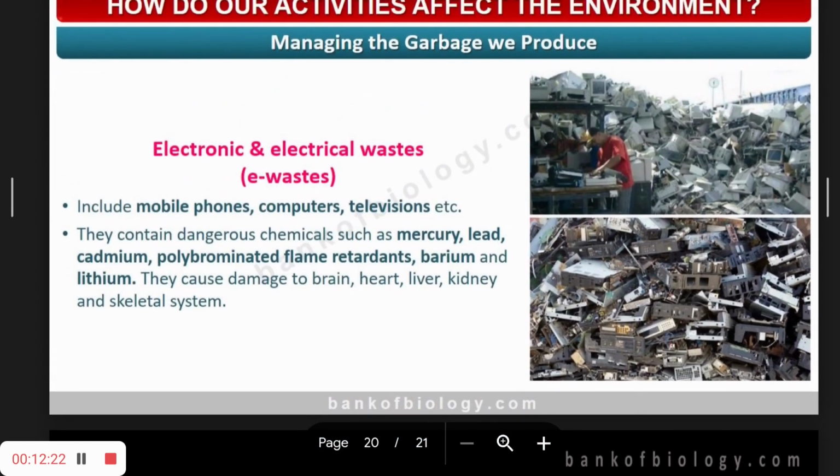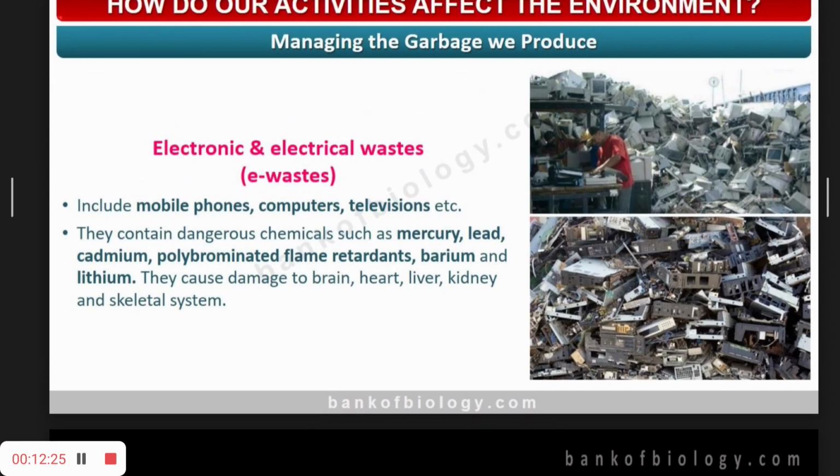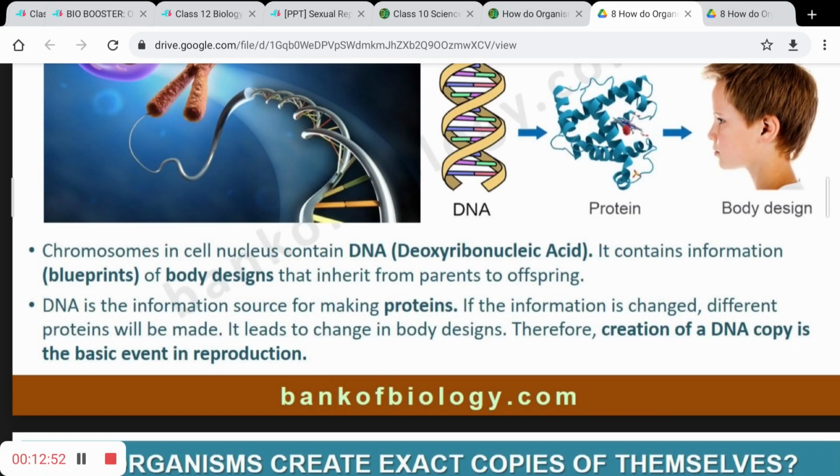Okay. Next, e-waste. E-waste can be recycled. It should be thrown properly. If it is not thrown properly, it will contaminate the environment. Example: cadmium, mercury, polybrominated compounds, lead, lithium, many things are there. So all the plastic items and other things should be cleaned and maintained in a controlled manner.